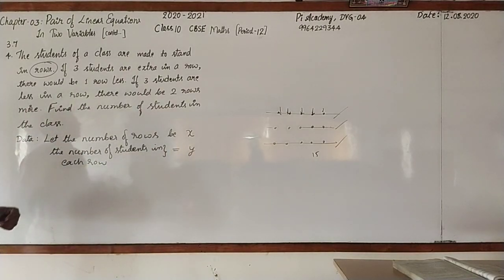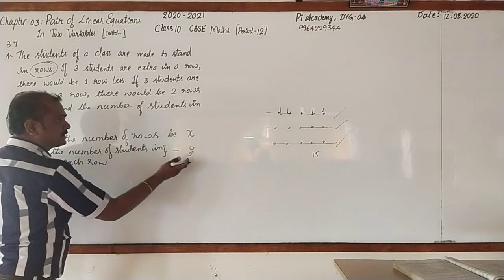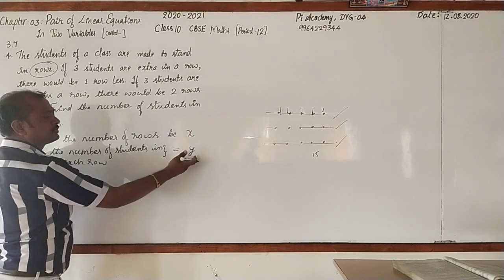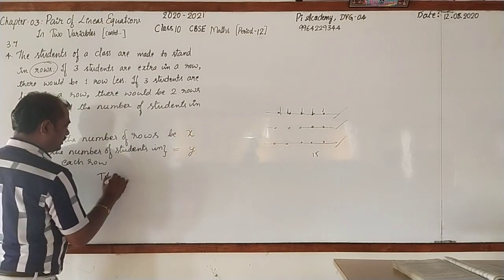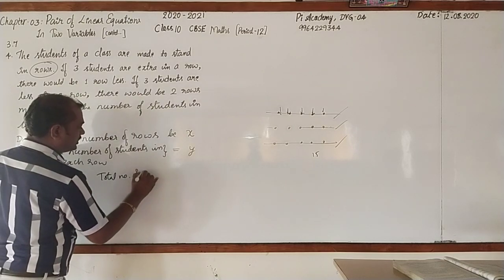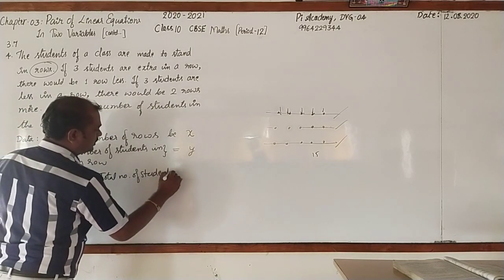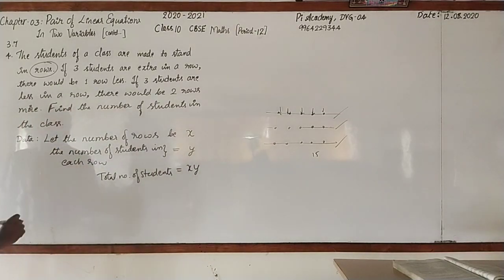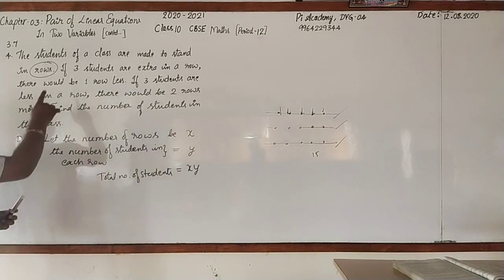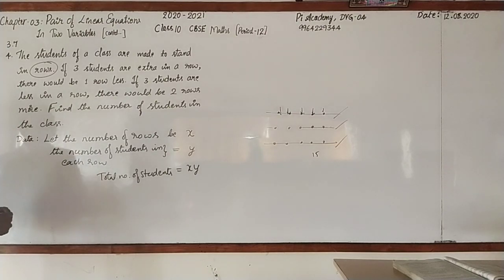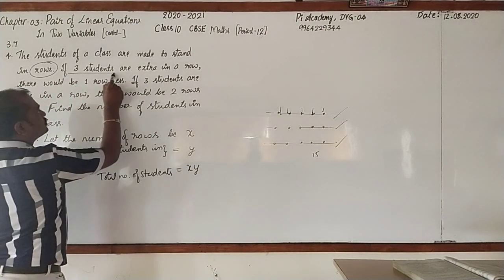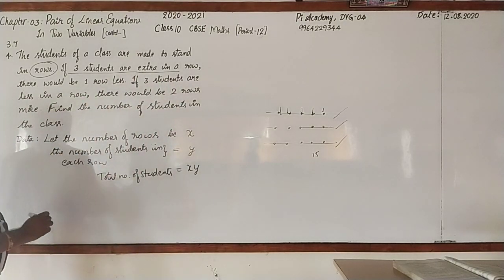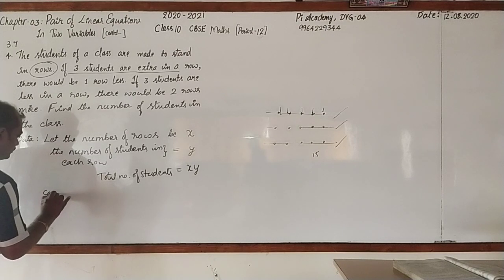Clear? Then total number of students is X into Y: number of rows into number of students in each row. Total number of students is equal to X into Y. Did you understand? Yes. Now, let's move on to the given statement. Here also they have given 2 cases. See that, if 3 students are extra in a row. Here I'll write case 1.